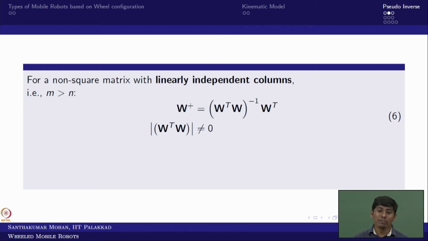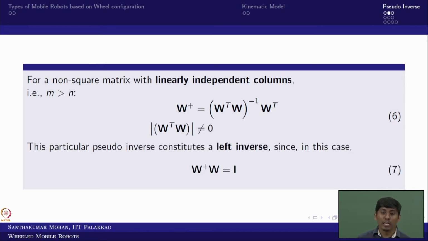Why is it called a left inverse? When you multiply this W plus with W in a pre-multiplication, then only you get identity. But if you put W into W plus, that won't give the identity matrix. That is what we call left inverse. Now you can see the pseudo inverse using the transpose: W transpose into W will give a square matrix, which I can invert. We will see in detail how this W transpose W comes about.